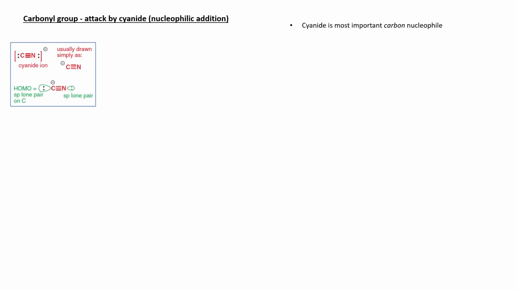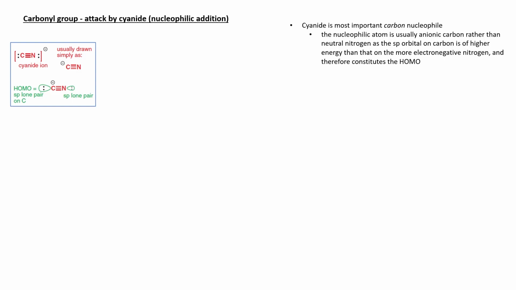Okay, let's talk about the reactions of the carbonyl group. First we talk about the attack by cyanide. Cyanide is the most important carbon nucleophile. We have learned this before. Just to recap, this is the cyanide ion. You can see the cyanide ion has this lone pair, so it has a negative charge. This negative charge represents two electrons.